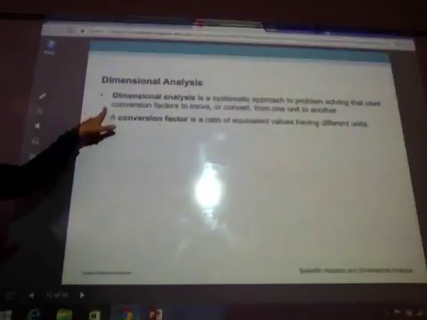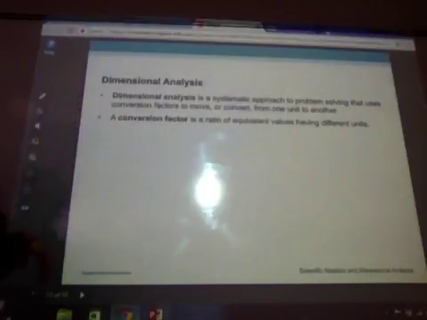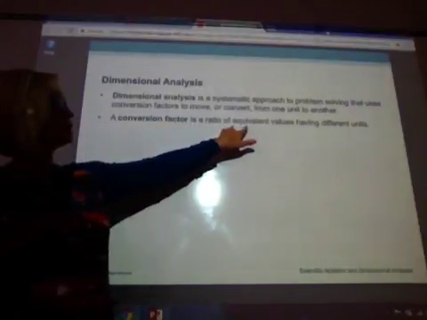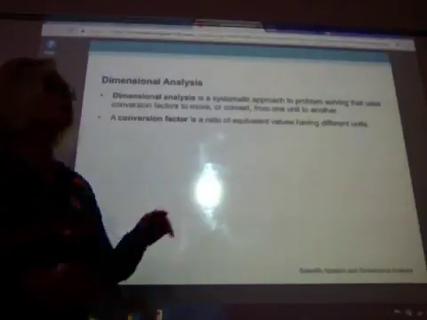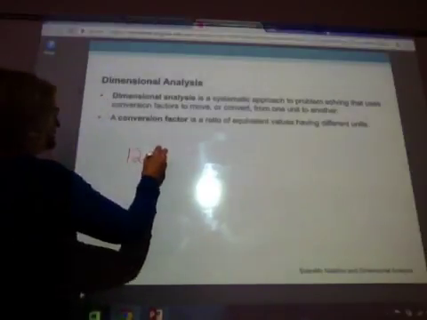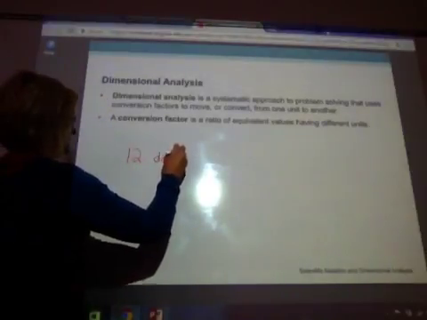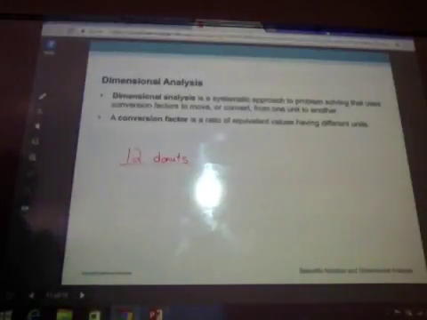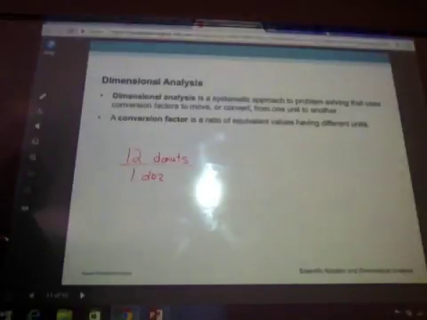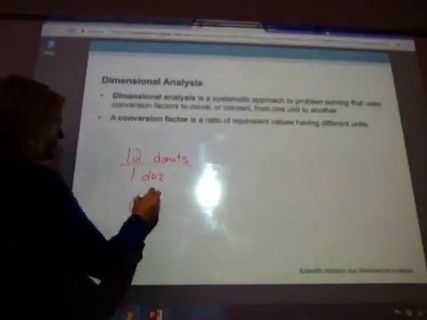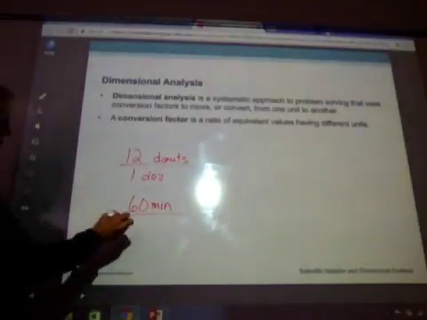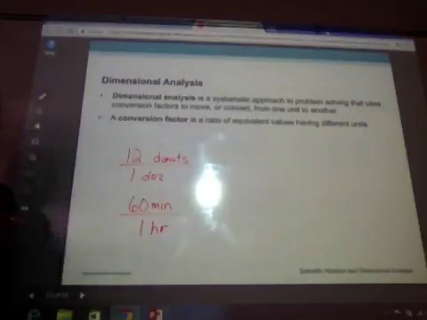It uses conversion factors to change from one unit to another. So a conversion factor is anything that has a ratio of equivalent values. So for example, one conversion factor, 12 donuts, is exactly the same as what? 1 dozen donuts. That is a conversion factor. 60 minutes is exactly the same as 1 hour. That is a conversion factor.